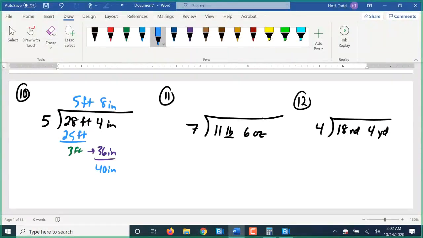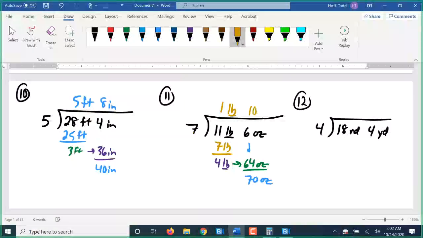Number 11. 7 goes into 11 pounds once. We're going to call that 1 pound. 1 pound times 7 is 7 pounds. We subtract, we have 4 pounds left over. Again, we convert that into ounces. That's 64 ounces. We bring down the 6 ounces with the 64. That's 70 ounces. 70 divided by 7 is 10 ounces. 1 pound, 10 ounces.